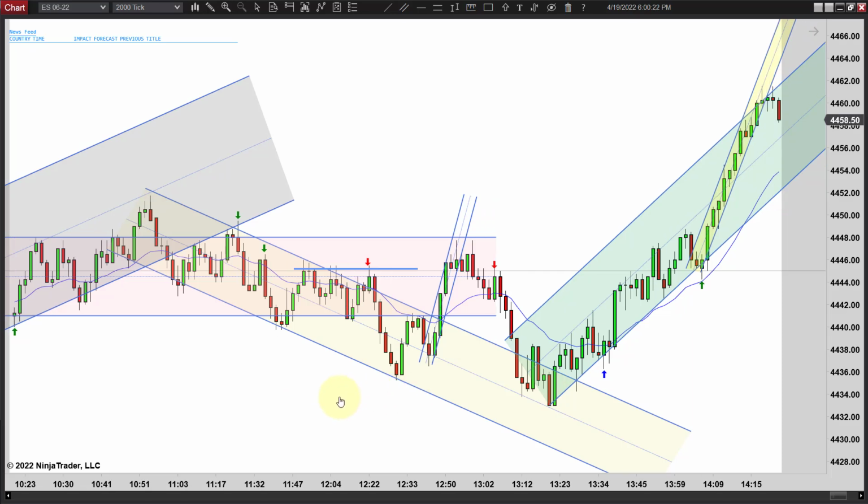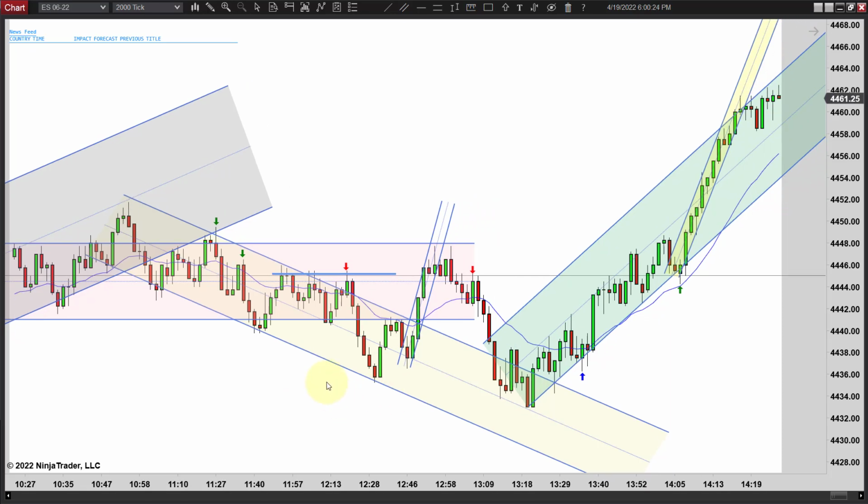It's a little more advanced, but if you don't understand that, don't worry about it at this point. It's probably too early, so you'll just confuse yourself. But then you get two legs up and you get a first entry here. And if you took that, it works, but notice that channel working up there. So just wait. You get a close outside.